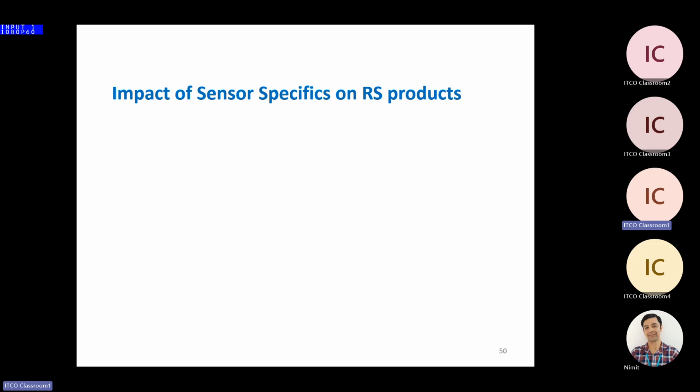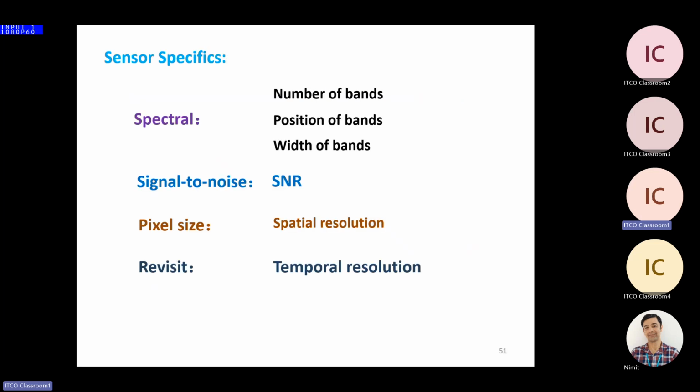Okay, if not, then I will move to the part about the impact of the sensors. Because when we apply algorithms to satellites, there are so many satellites: we have MODIS, we have SeaWiFS, we have MERIS, OCTS, we even have Landsat. Each sensor has its own spectral specs: the number of bands, the position of bands, and the width of bands. Each sensor has its own signal-to-noise ratio. Each sensor has a different spatial resolution.